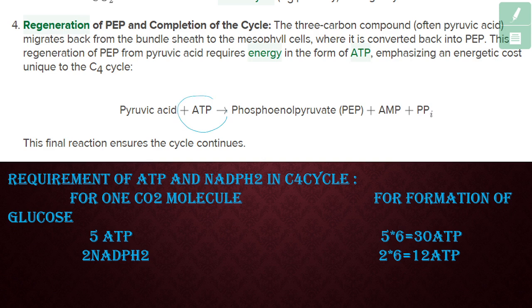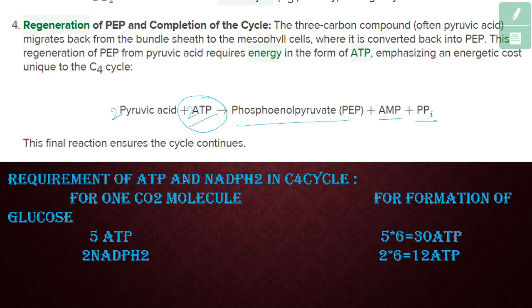Here ATP is required. For 2 pyruvic acid molecules, 2 ATP are required and phosphoenol pyruvate is formed. PEP is formed, and AMP and inorganic phosphate are released. The final reaction ensures the cycle continues. This PEP again combines with another CO2 or HCO3 minus ion to continue the cycle.